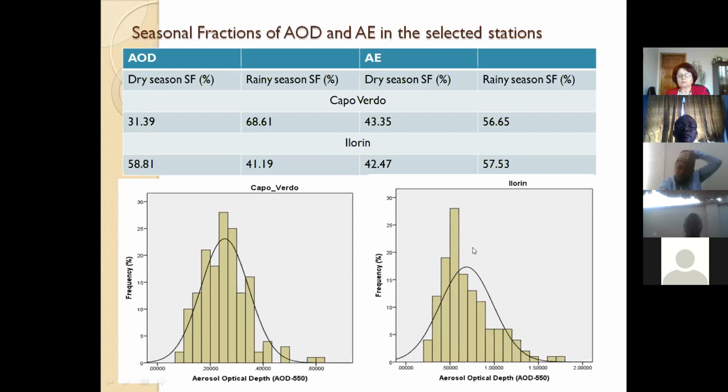But for Ilorin, for AOD here, we have the value to be between 0.3 to around 1.8, which shows that Ilorin atmosphere is more polluted than that of this. And the maximum, the peak here is around 0.6, which has a contribution of around 28%, which is something that needs to be worked on.